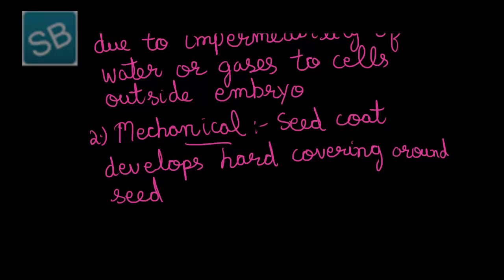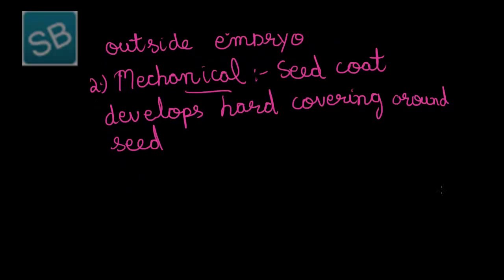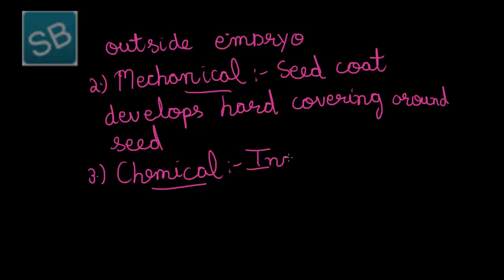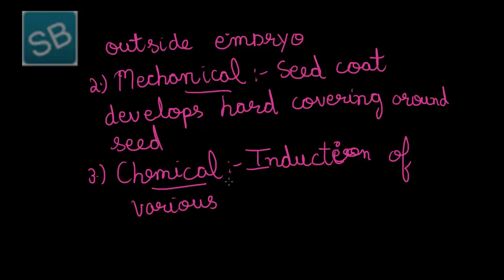The third type is known as chemical exogenous dormancy. In this type, induction of various growth promoters or inhibitors, that is growth regulators, occurs outside the embryo.